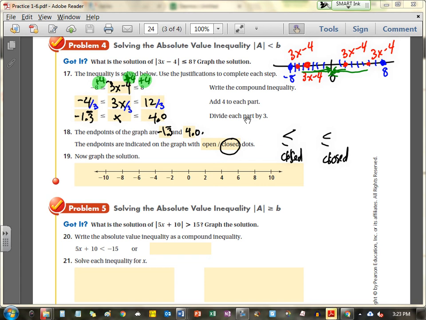So let's go ahead and put on here. I think negative 1.3 would probably be about right there. 4 is definitely right there. And we've already decided we're talking about this in between region.